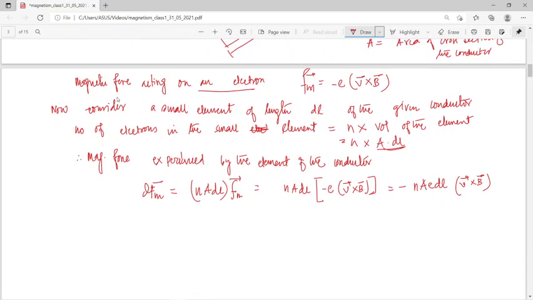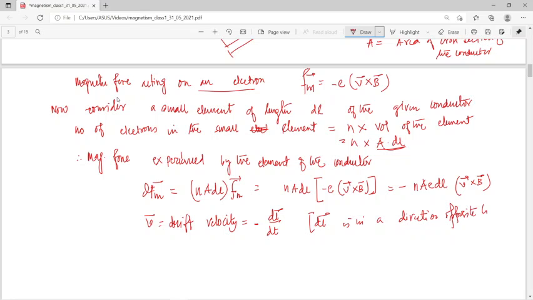And of course we know this is the drift velocity, and if we differentiate the displacement with respect to time, then we will get the velocity, and that has a negative sign, because dl is in the opposite direction of v, because we know the electrons are moving in that direction and the current in the opposite direction. So we can say that dl is in a direction opposite to v.